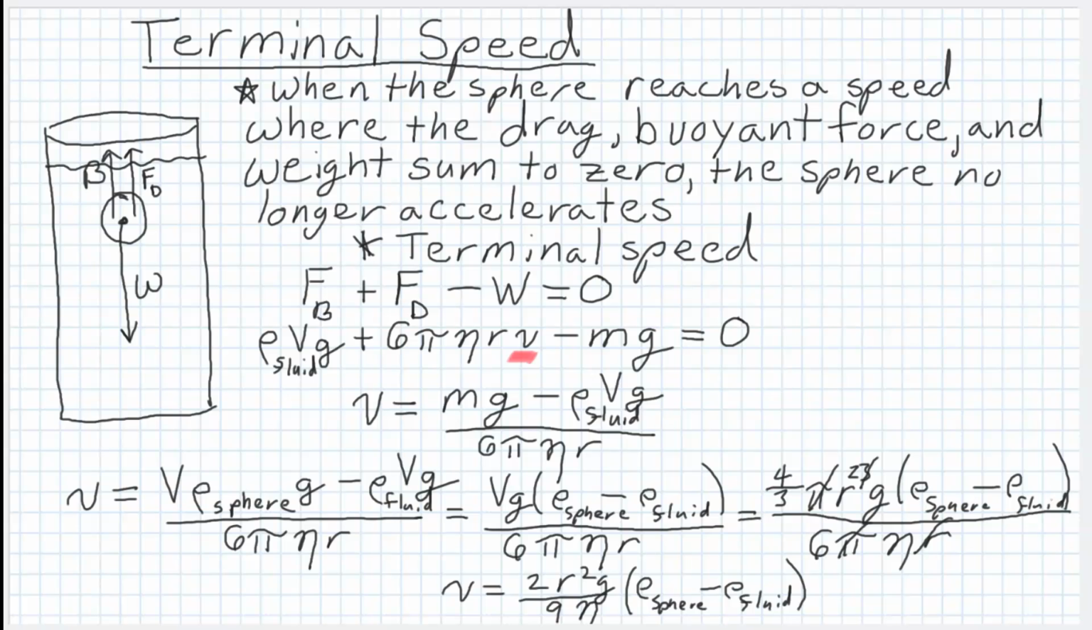All right, so that is how you can find the terminal speed of our sphere using Stokes' law. This will only work for a sphere because Stokes' law only applies to spheres. All right, that's the end.